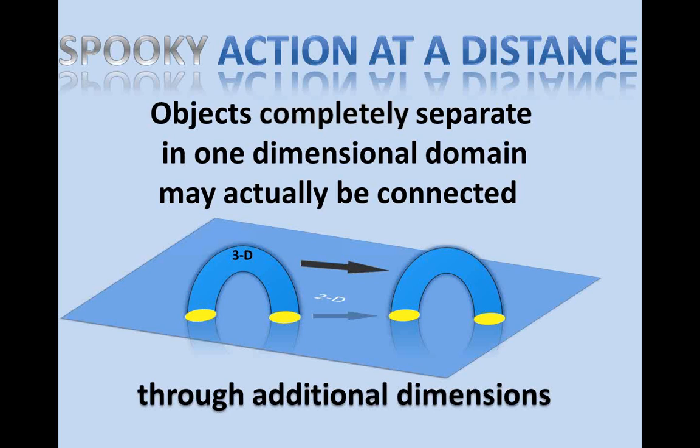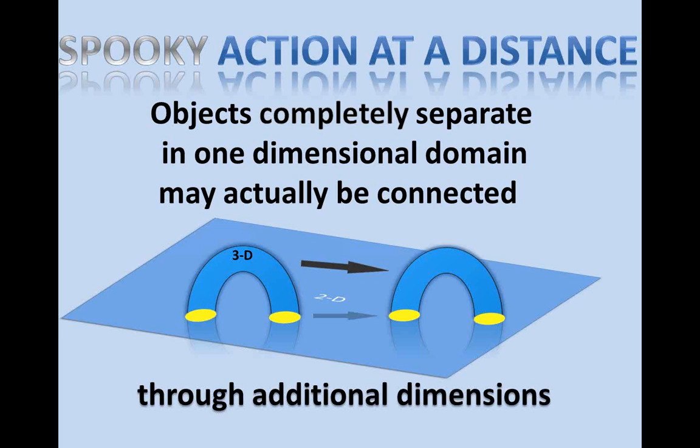Action at a distance phenomena have always puzzled physicists. There seems to be no mechanism to explain cause and effect phenomena that are not physically connected. But objects that we observe in 3 dimensions through the physical senses and perceive as completely separate may actually be connected through the additional dimensions of reality. This is an example in this picture of a 2-dimensional domain, a plane, observed from the 3rd dimension.